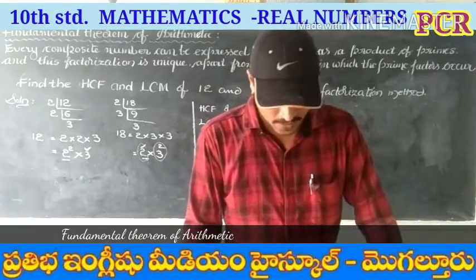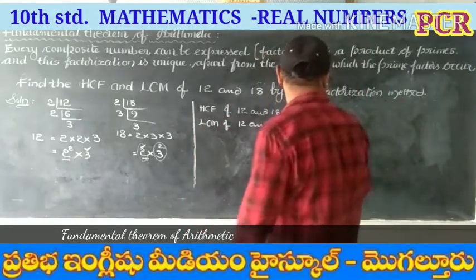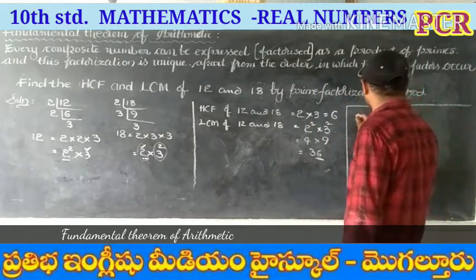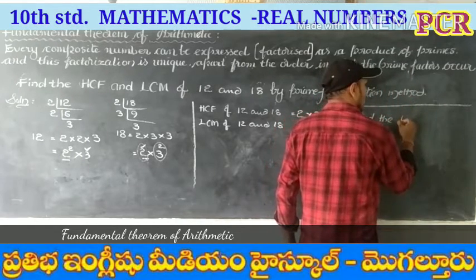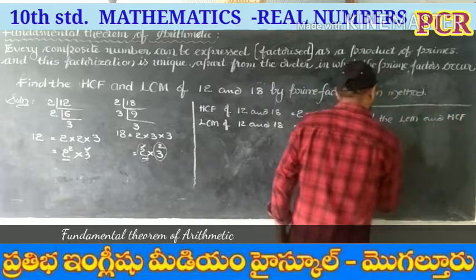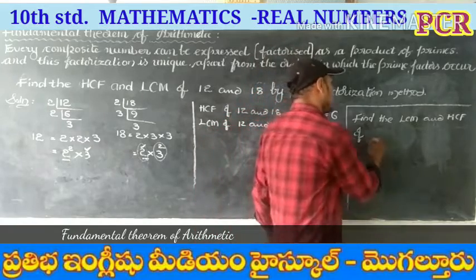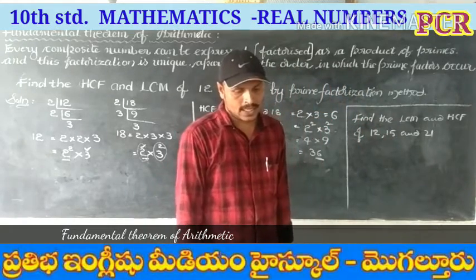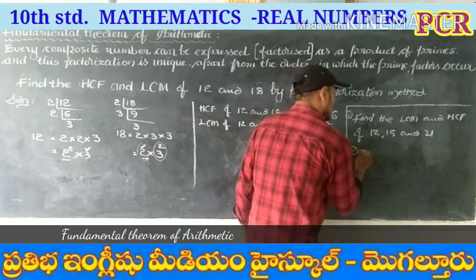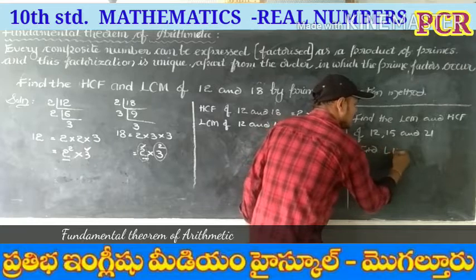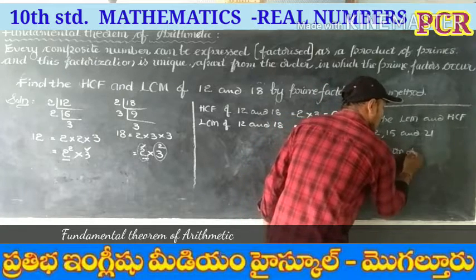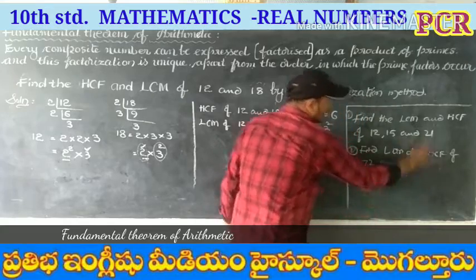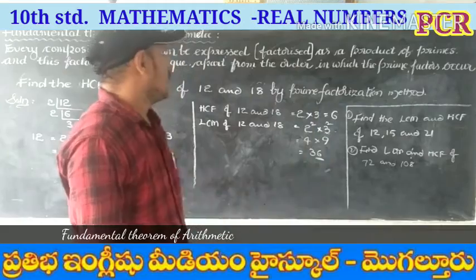Find the LCM and HCF of 12, 15, 21. And again, find the LCM and HCF of 72 and 108 by using the prime factorization method. You can try these two problems.